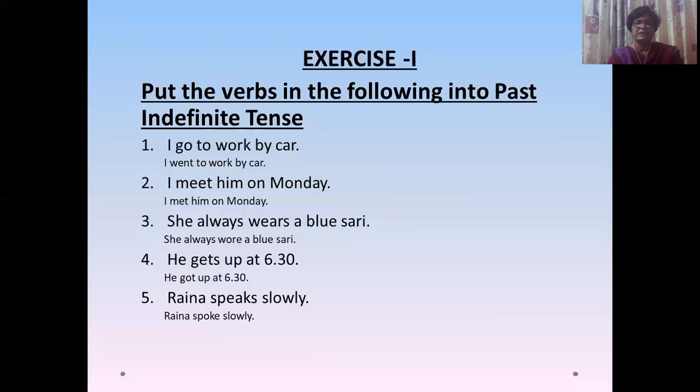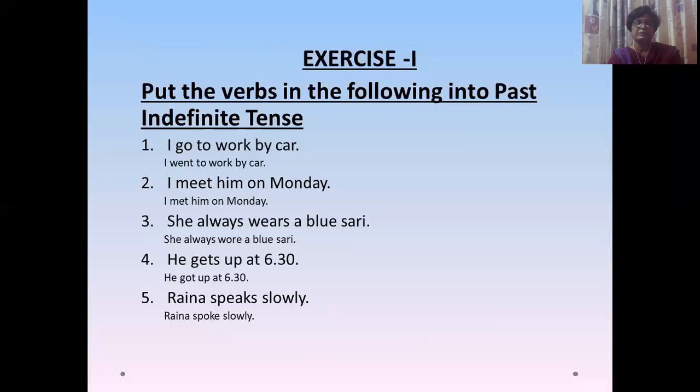The second sentence is, I meet him on Monday. Here the verb is meet, so it will be changed into the second form of the verb, and it will be, I met him on Monday. The third sentence is, she always wears a blue sari. Now you'll have to change it into past indefinite tense, and here the verb is wears, and it will be changed into the second form of the verb. So the sentence will be, she always wore a blue sari.